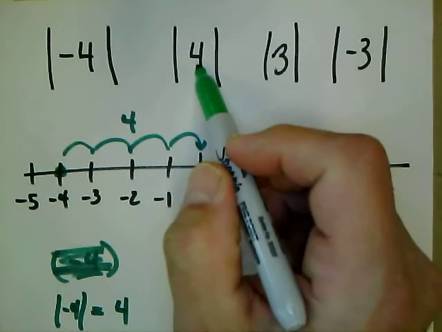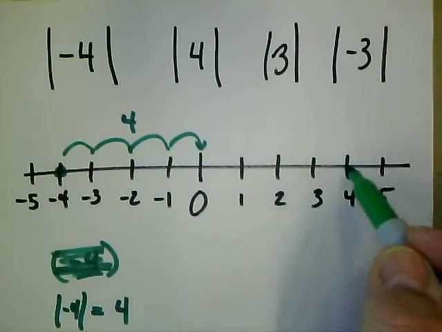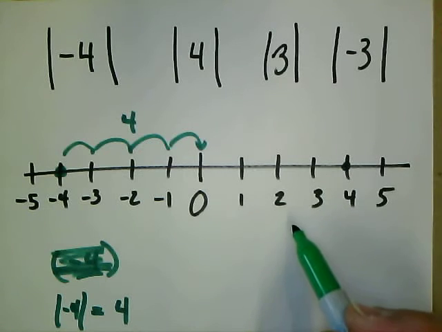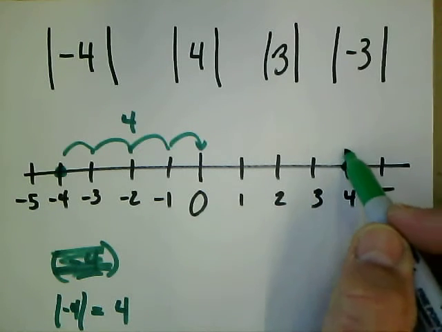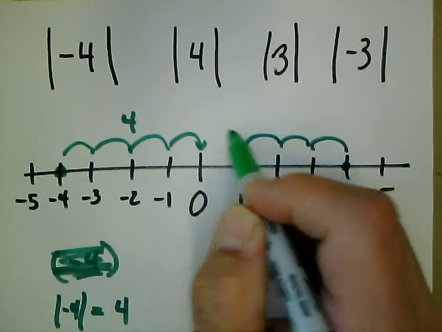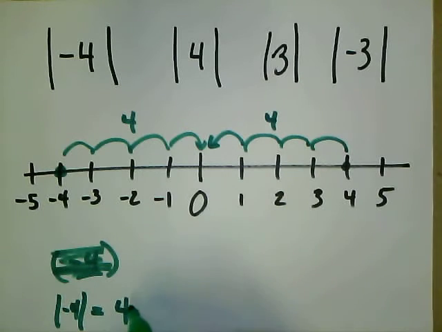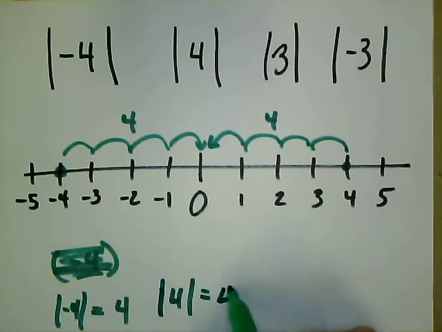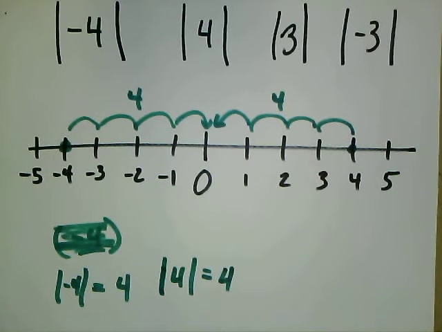Well, let's look at 4. Pay attention up here. 4 is right here. What is the absolute value of 4? 1, 2, 3, 4. It is 4 spaces from 0. So the absolute value of negative 4 and 4 is 4.